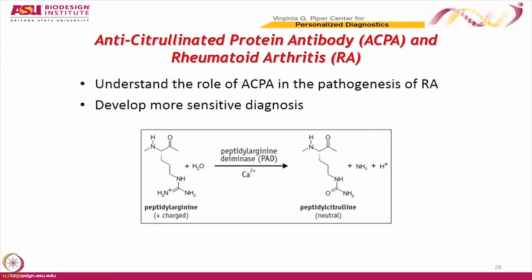This is called citrullination. It's when you take an arginine and you treat it with this enzyme, peptidyl arginine deiminase, and it converts the arginine into this thing called citrulline. And this is the citrulline molecule here. So you get this ketone here.